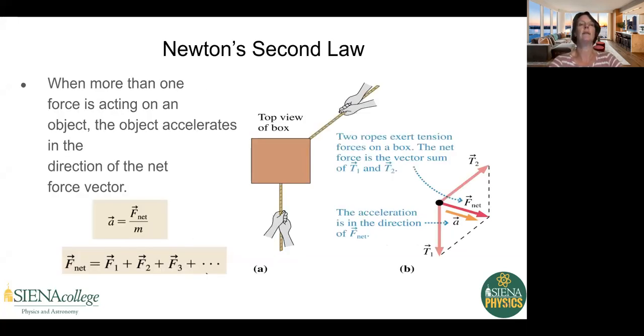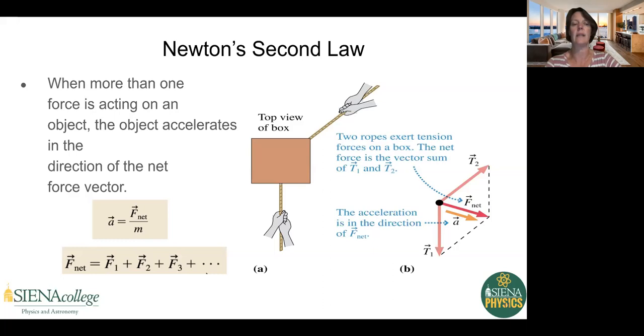Newton's second law. When more than one force is acting on an object, the object accelerates in the direction of the net force vector. We talked about that two slides ago, right? If the net force is equal to 0, then our object either remains at rest or remains moving at a constant velocity. But if we have a net force, that just means we added up all the forces and they're non-zero. So we have a force that's unbalanced.